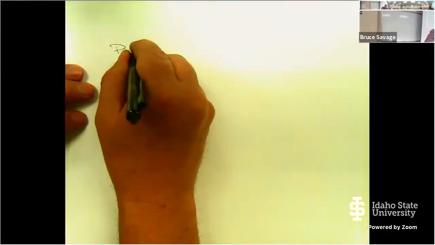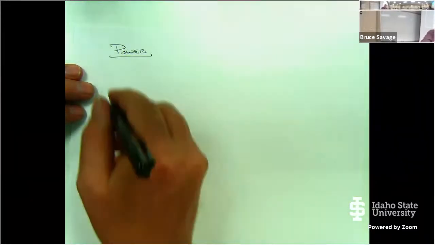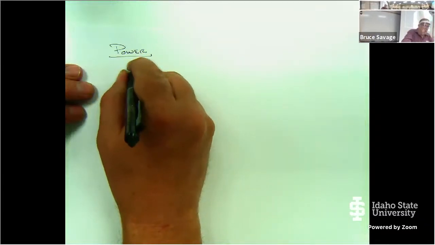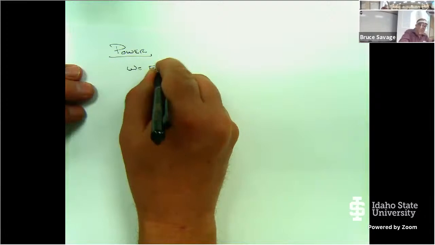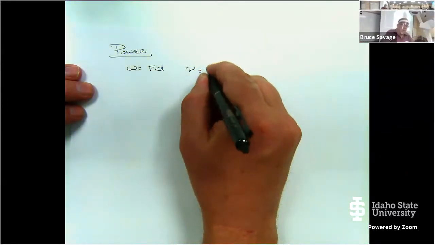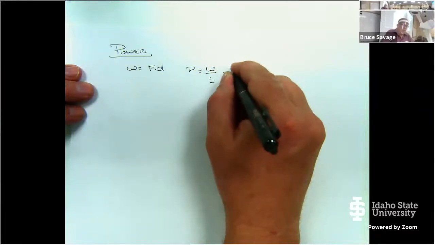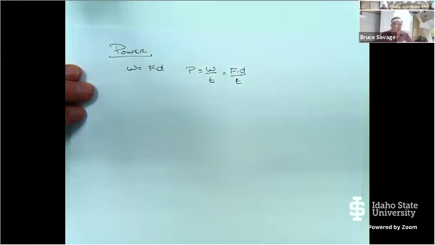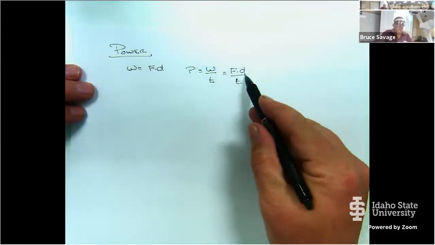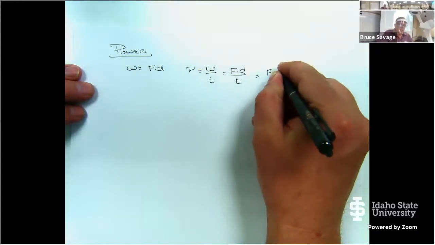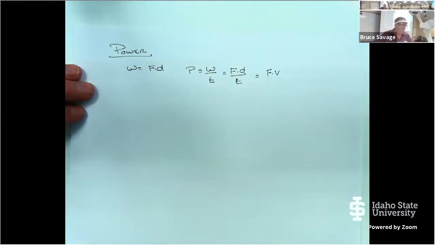So power, really briefly, this is one of the equations that's really easy to derive. We go back to basic principles. We know that work is equal to force times distance, and we know that power is work divided by time. So that's force times distance divided by time. A lot of times we take that distance divided by time and call it a velocity, which equals force times velocity, but we don't really need to take it that far.